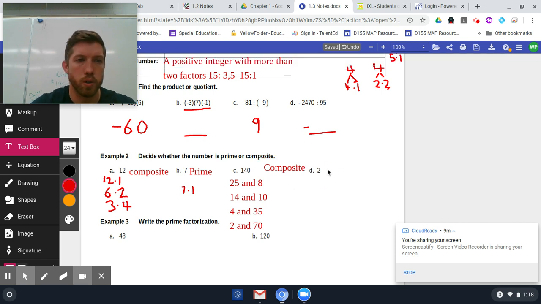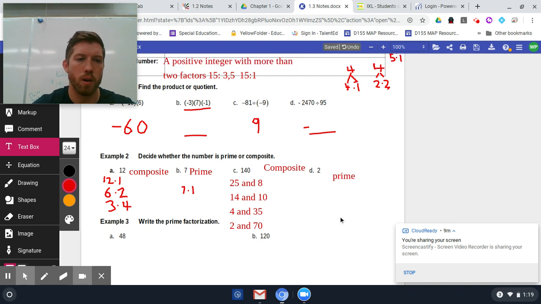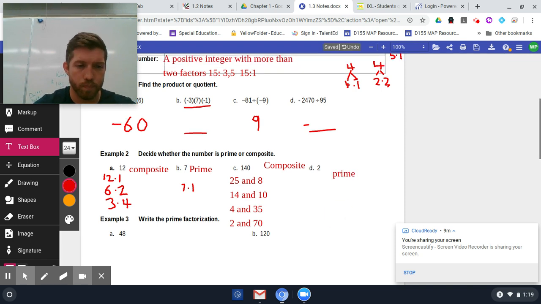And then the number 2. The number 2, 2 times 1, 1 times 1, no. It's prime, okay? There's nothing else that goes into it. All right, there we go. Prime and composite, just identifying those.